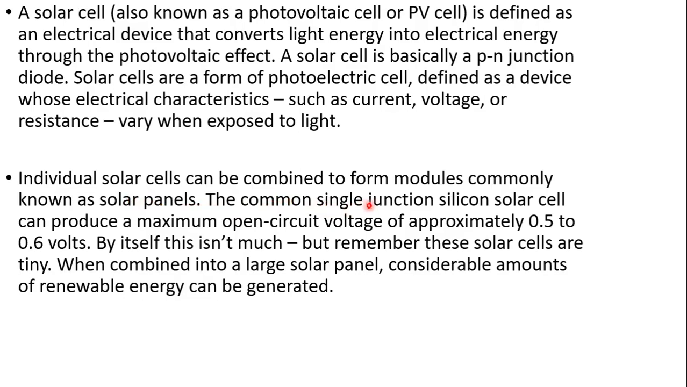Individual solar cells can be combined to form modules, commonly known as a solar panel. The common single junction silicon solar cell can produce a maximum open circuit voltage of approximately 0.5 to 0.6 volt by itself. This is not much, but remember these solar cells are tiny. When combined into a large solar panel, considerable amounts of renewable energy can be generated.